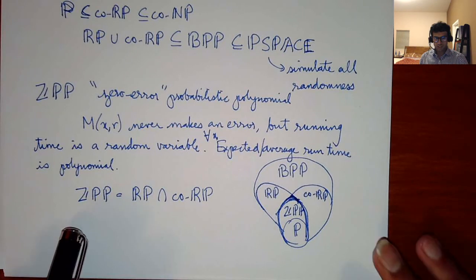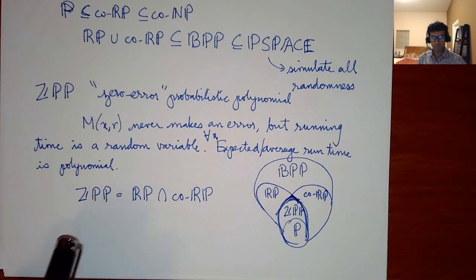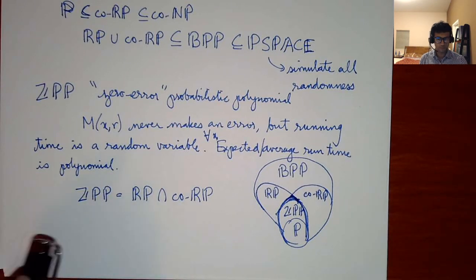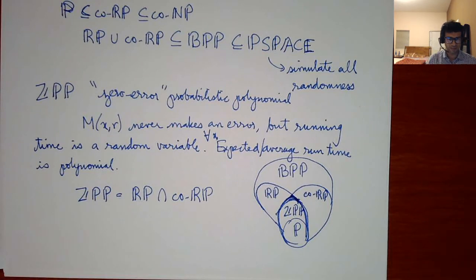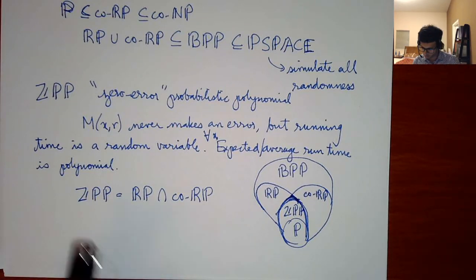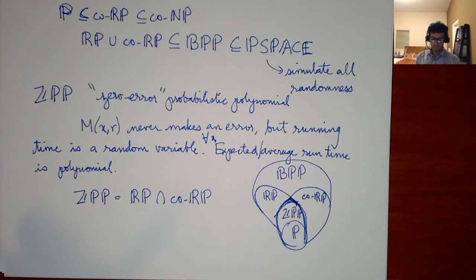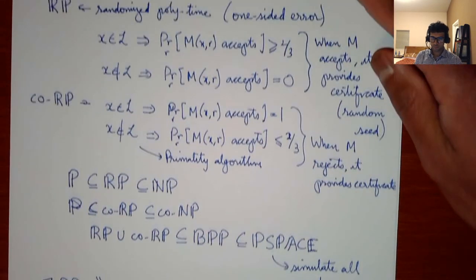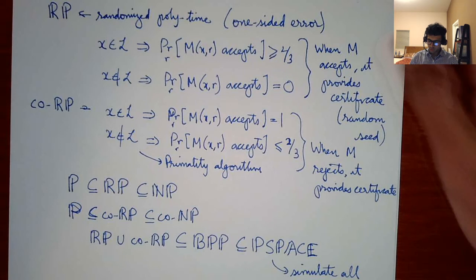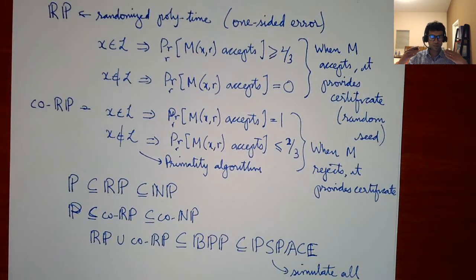This is not hard to prove, but it requires a little bit of probability theory. You just need some basics, known as the Markov inequality, and you can prove that ZPP is equal to RP intersection co-RP. I can even tell you how it works. If you have an RP machine and a co-RP machine, you keep running them in parallel until one of them gives you a certificate.